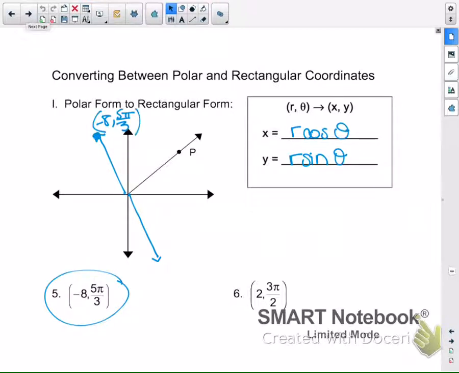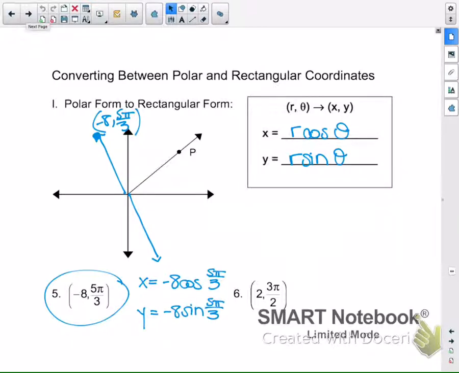So when I convert this into a rectangular coordinate, I should have an x and a y that lands me in the 2nd quadrant. It should make sense. If it doesn't, you have done something wrong. And part of this is not just plugging into the formula, but actually making sure it makes sense. Okay? So when I do that, if I do follow the formula, to get my x, I'm going to do negative 8 times the cosine of 5 pi over 3. To get my y, I'm going to do negative 8 times the sine of 5 pi over 3.